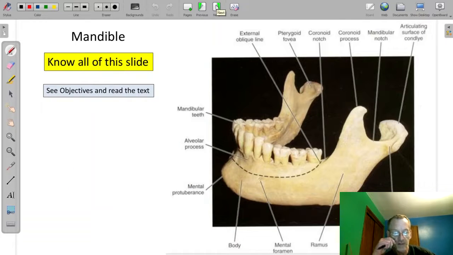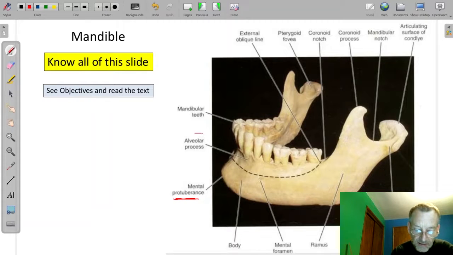On to the mandible. A few features to know. Everything on this slide we're going to be talking about. So the mental protuberance, the portion that juts out. Again, the alveolar process, or the alveolar mass, we've talked about, supports the roots of the teeth. Much of this you've learned in A&P. The body, the ramus, and the angle of the mandible. The mental foramen is not shown very well in this illustration, but there's a hole right there where the mental nerve and artery pass.